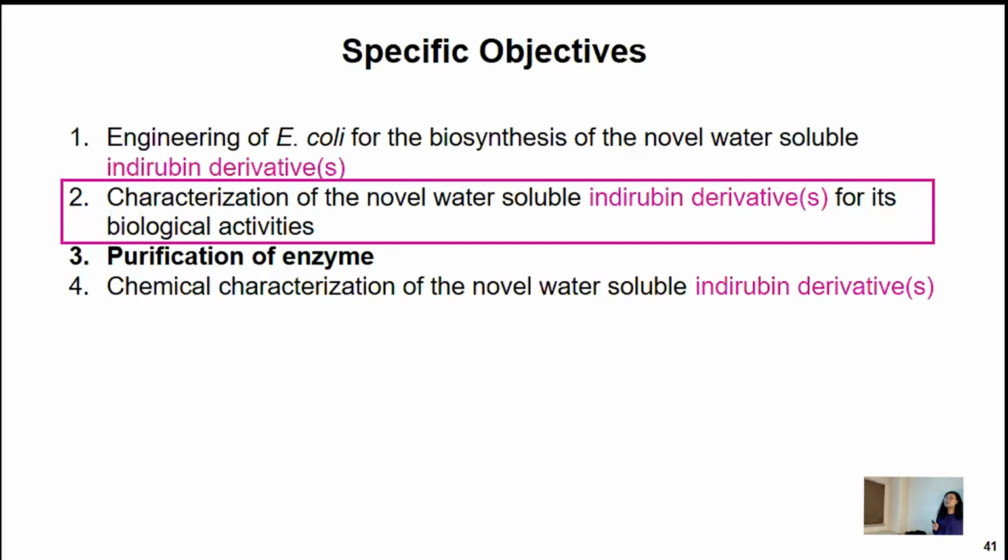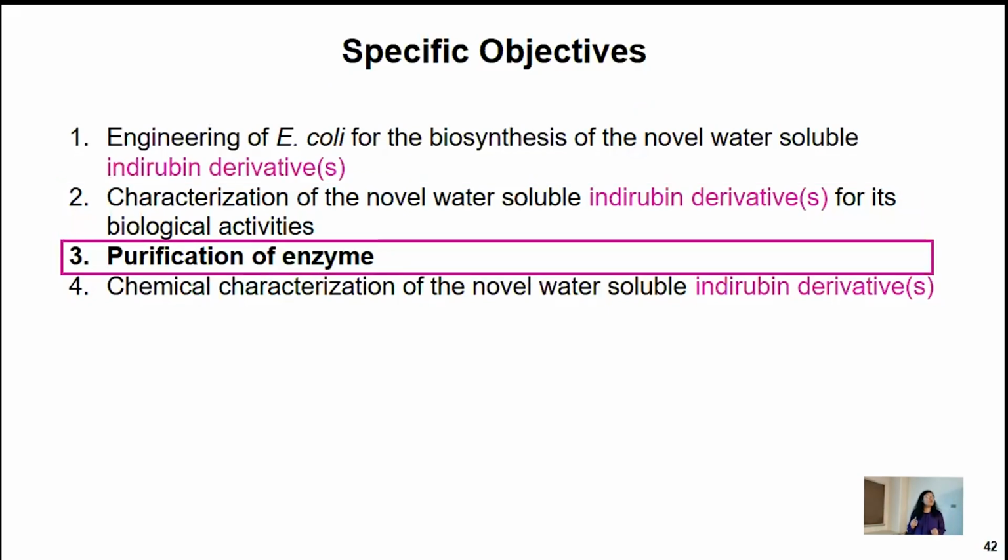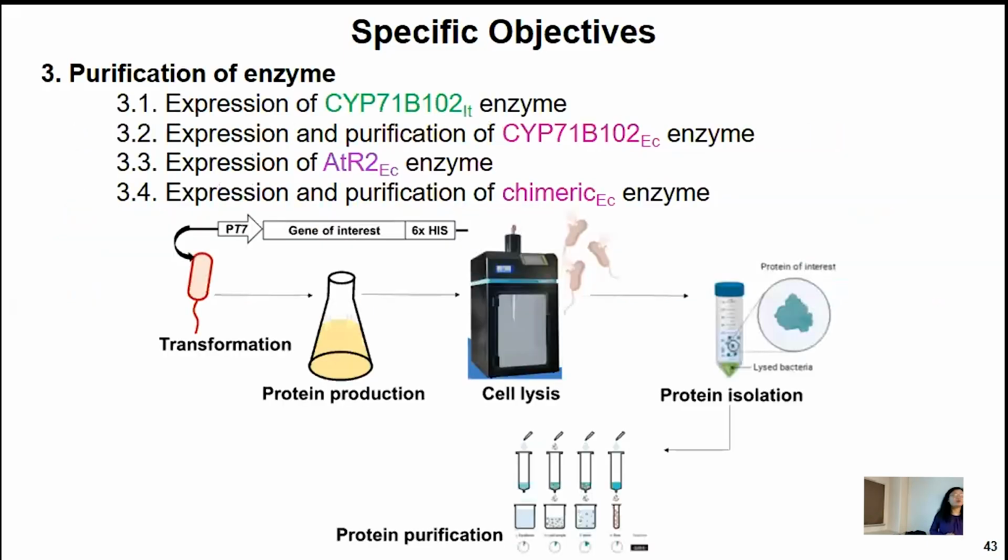Now, moving from the second to the third objective, where we try to purify enzymes. For the enzyme purification, first we tried to purify the plant cytochrome P450, then the codon optimized P450, also the codon optimized reductase, and a chimeric protein. For the purification work, we attached a 6X histidine tag at the C terminal of the gene and regulated this with the T7 promoter. For the purification, we also used E. coli BL21, and we used chromatography columns.